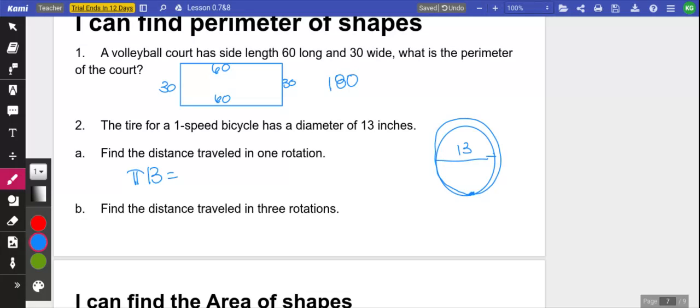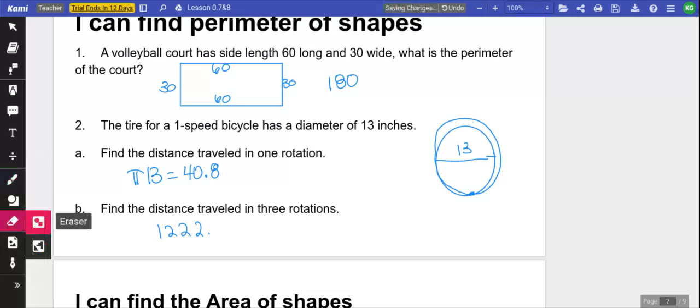So 3.14 times 13 is 40.8 about. You might have gotten 40.9 depending on if you use the pi button. And that's in one rotation. So if I want the distance for 3 rotations, I'm going to multiply that by 3 and I get 122.5.